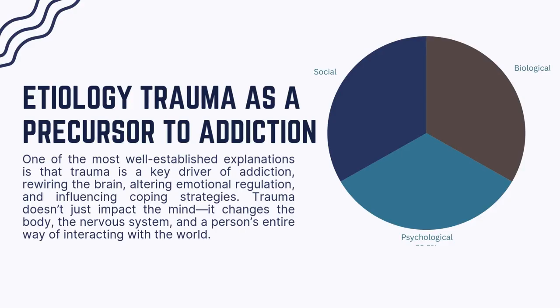So, understanding addiction requires us to look beyond surface level behaviors and ask why people turn to substances or compulsive behaviors in the first place. And one of the most well established explanations is that trauma can be a key driver of addiction, rewiring the brain, altering emotional regulation, and influencing coping strategies. Trauma doesn't just impact the mind, it changes the body, the nervous system, and the person's entire way of interacting with the world. When we view addiction through a trauma informed lens, we recognize that substance use is often not about seeking pleasure, but rather about seeking relief, a way to manage overwhelming emotions, memories, and physiological responses that feel unbearable.